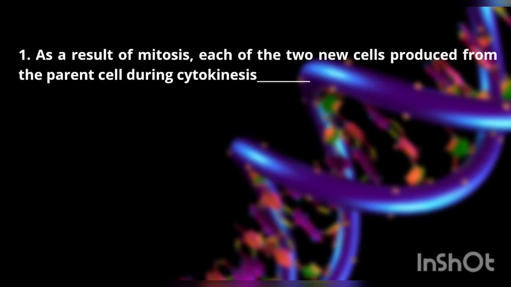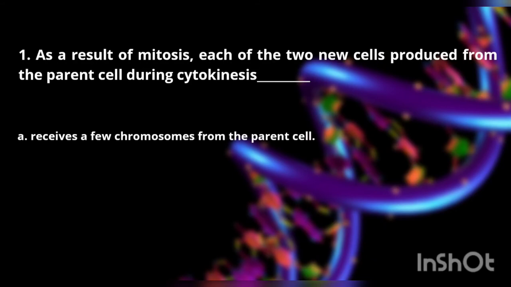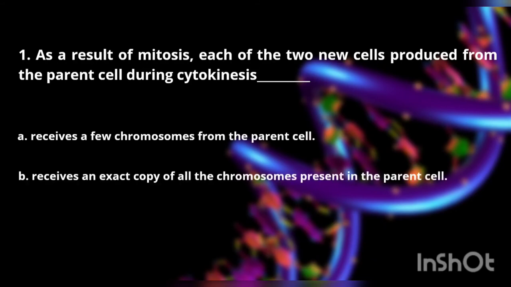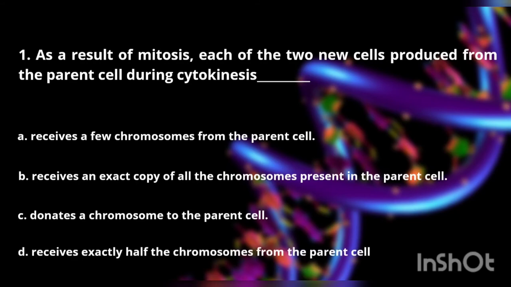Number 1. As a result of mitosis, each of the two new cells produced from the parent cell during cytokinesis, A, receives a few chromosomes from the parent cell, B, receives an exact copy of all the chromosomes present in the parent cell, C, donates a chromosome to the parent cell, D, receives exactly half the chromosomes from the parent cell.